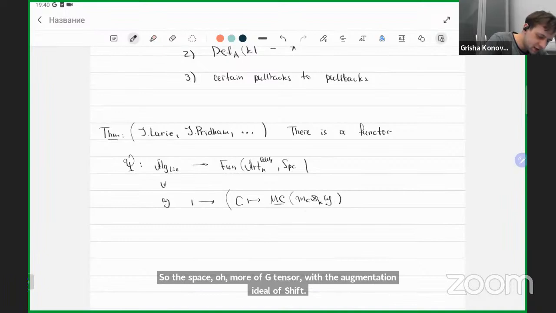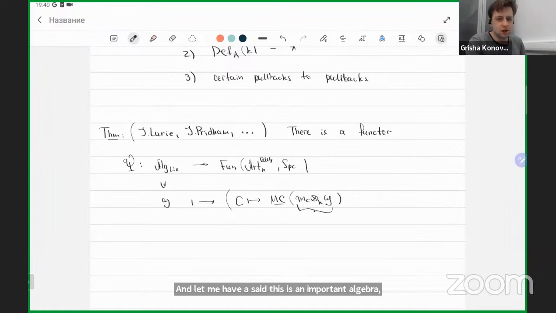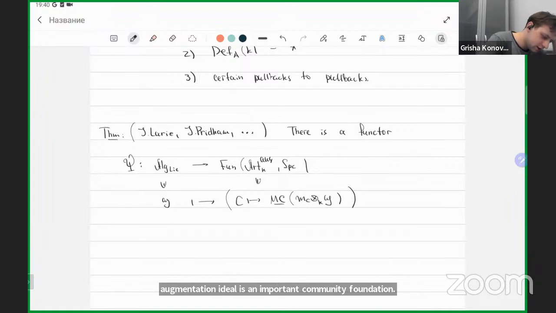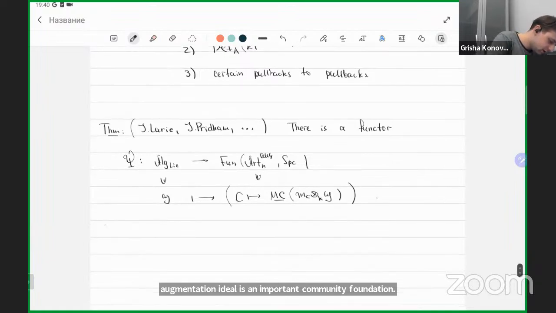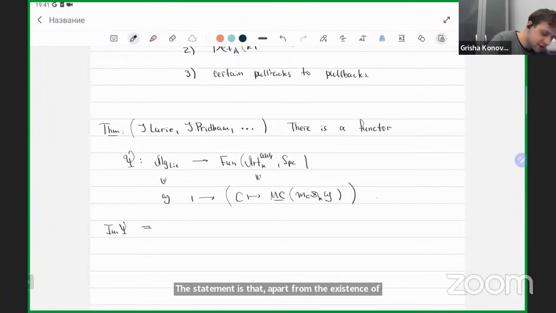And let me emphasize that this is an important Lie algebra because the augmentation ideal is an important commutative algebra. And for the image of psi, the statement is that apart from the existence of such a functor, the image is exactly the formal moduli problems.